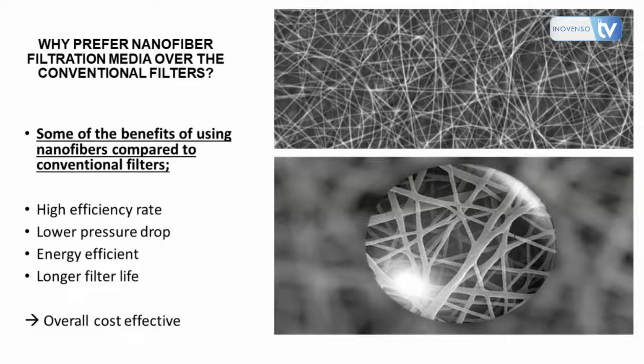So they have four major advantages. They have high efficiency rates that are comparable to, and in some cases even more efficient than, the conventional melt-blown and conventional pultruded silica fibers. They have low pressure drop because they incorporate surface loading. They're energy efficient because of that, and overall they have longer filter life. So the key difference is that they're overall cost effective. So we can move to the next page.